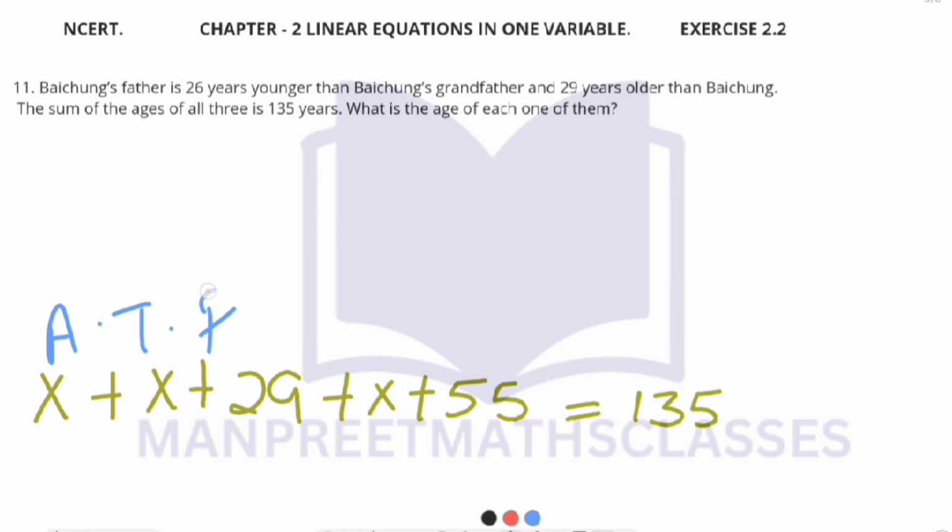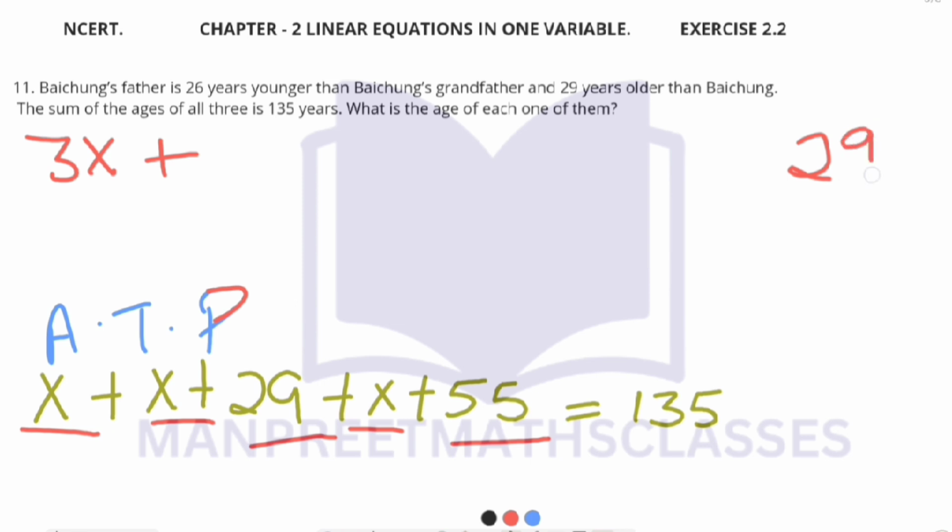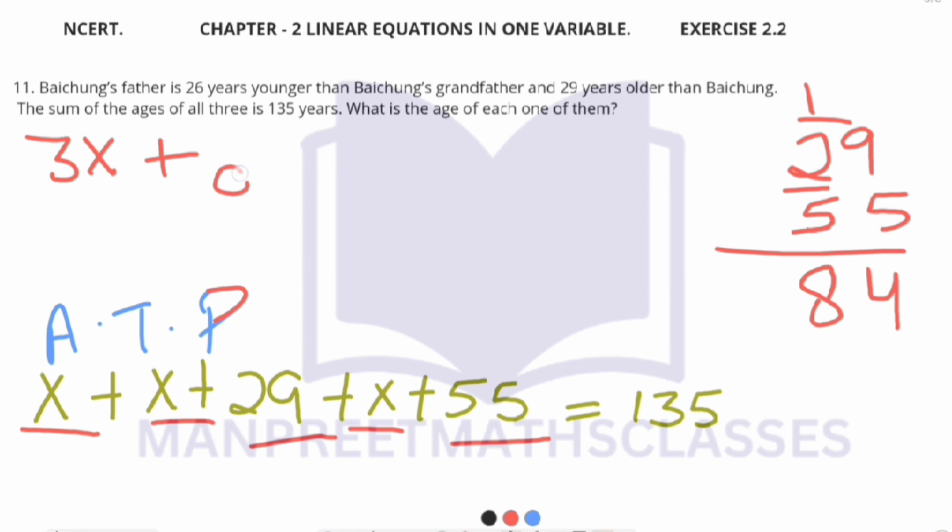Now what we'll do, we'll add them. So x plus x plus x will give us 3x plus 29 plus 55. Let's add them. 9 plus 5, 14. 4, 1 carry. 5, 6, 7 and 8, 84. So plus 84 is equal to 135.